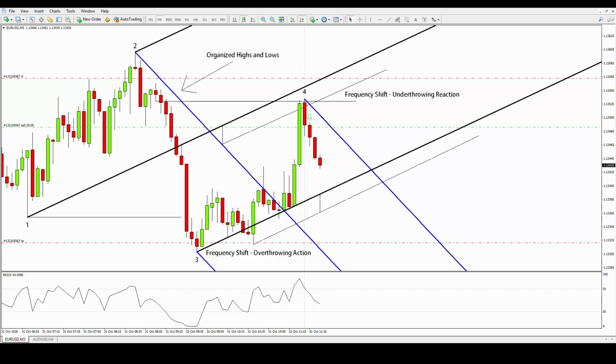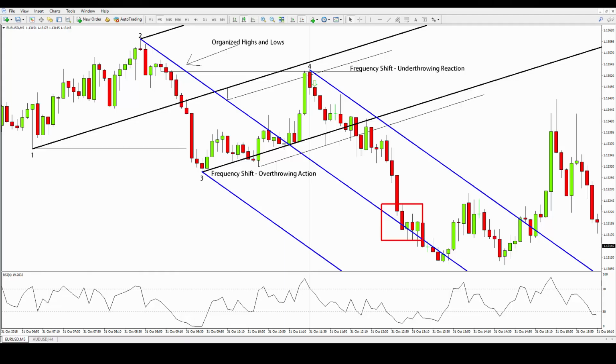Let's see how the market develops. As you can see here, price hit our moving target in the red square, rendering this a successful trade.